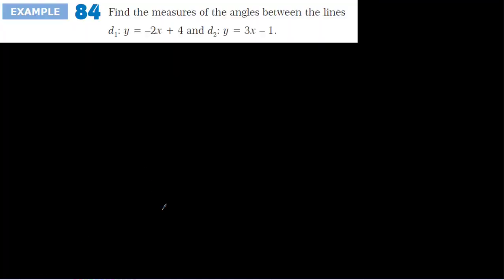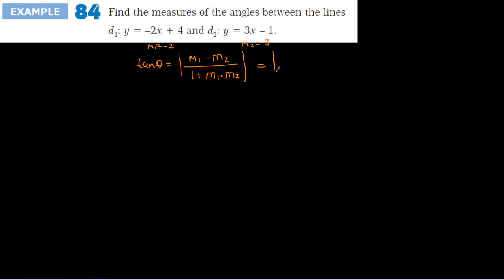Okay, now we are going to continue with this question, and we are going to find the measure of the angles between the lines. I'm going to write the formula directly. Tangent theta is equal to, in absolute value, m1 minus m2 over 1 plus m1 times m2. And from the first part we know that m1 is equal to minus 2 and m2 is equal to 3.